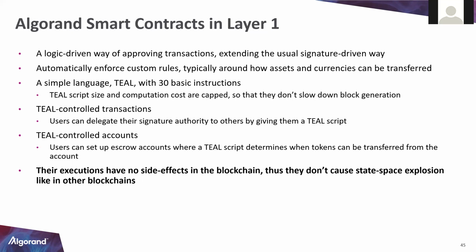And we also have TEAL-controlled accounts, which are really accounts that do not have a secret key. Those accounts have a TEAL script associated with them. And it's a TEAL script that governs how this account can be accessed. In some way, it's similar to smart contracts in general, except that the TEAL language is very simple and only has Boolean outputs. I want to emphasize that those executions do not have side effects on the blockchain. This is critical because that avoids the state space explosion like in other blockchains. That is really a Boolean output only. So we do not need to worry about storing the side effects. And that is the next stage when we get into the general purpose smart contract, as I will show you next.